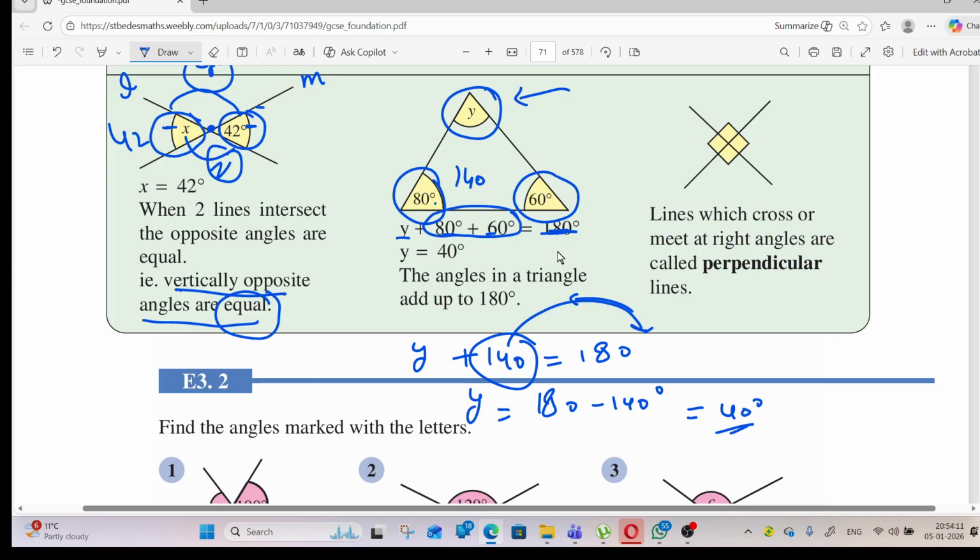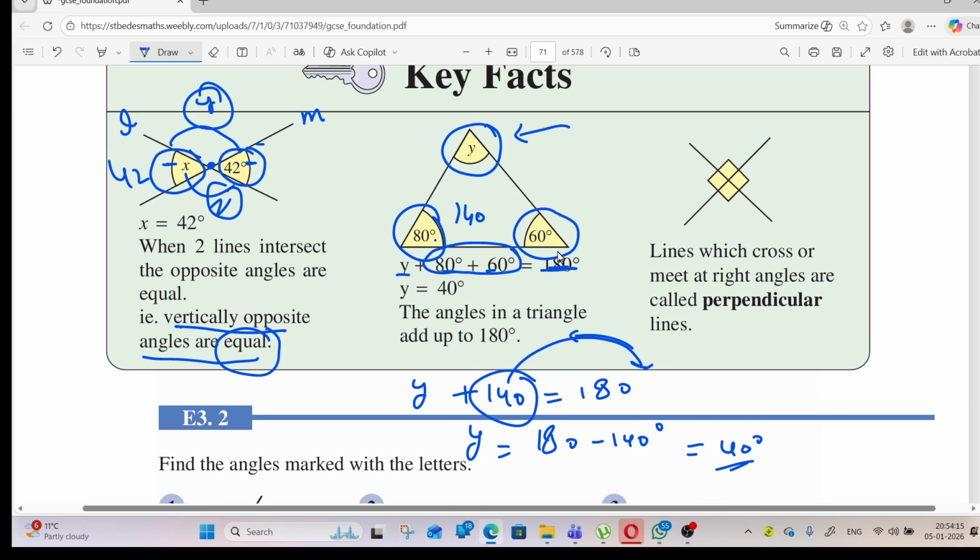Next is lines which cross or meet at right angles are called perpendicular lines. Like if I name this line as L and this as Q, so L and Q are cutting or intersecting each other at a right angle. This is 90 degrees, this is 90, this is 90, this is 90. So we can say that L and Q are perpendicular, and this is the symbol for perpendicular lines. Perpendicular means which meet at right angles.